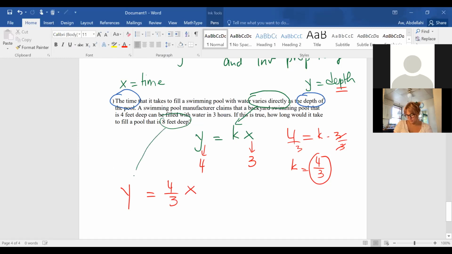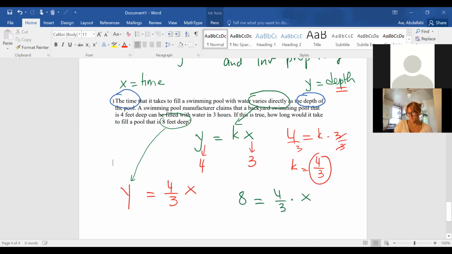The depth. You see why I suggested to call them T and D? Because then it is more telling, right? XY is not telling. XY is XY. But when you say T, you know it's time. When you say D, you know it's the depth, right? So now you say 8 is equal to 4 over 3 times X.